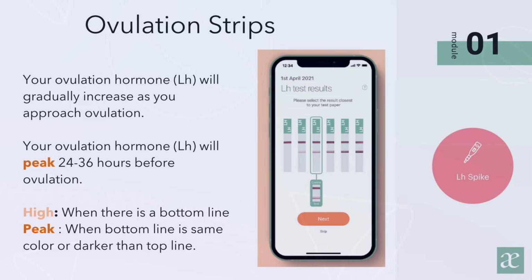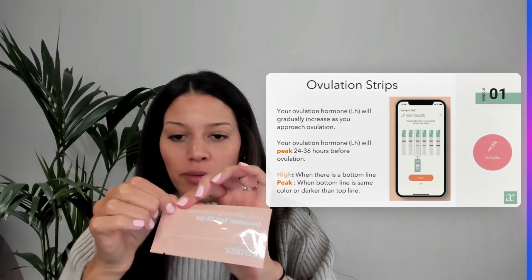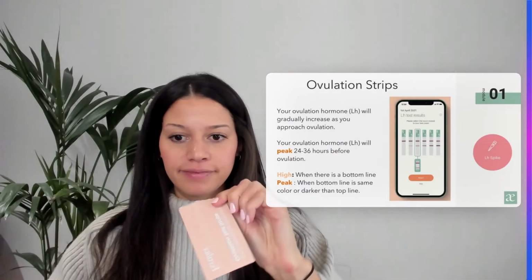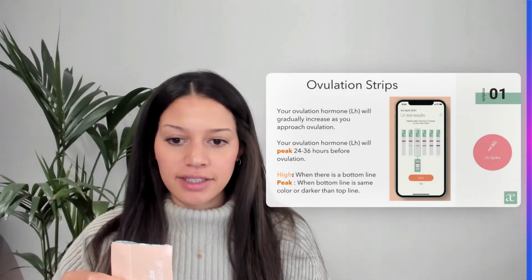So let me show you how to use an ovulation strip. So you are going to open up the package like this. And take the strip out. So the strip is going to look something like this. And then you are going to take your little cup. Here's your cup. You're going to pee in the cup.